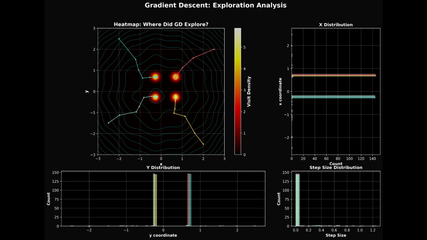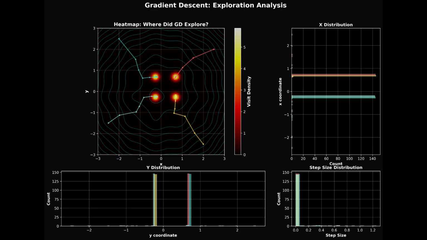Now let's analyze where gradient descent actually explores. This heat map shows the density of visited points. See these bright red areas? These are places the algorithm spent the most time. Notice how they cluster around the paths we just saw, with the brightest spot right at the minimum.